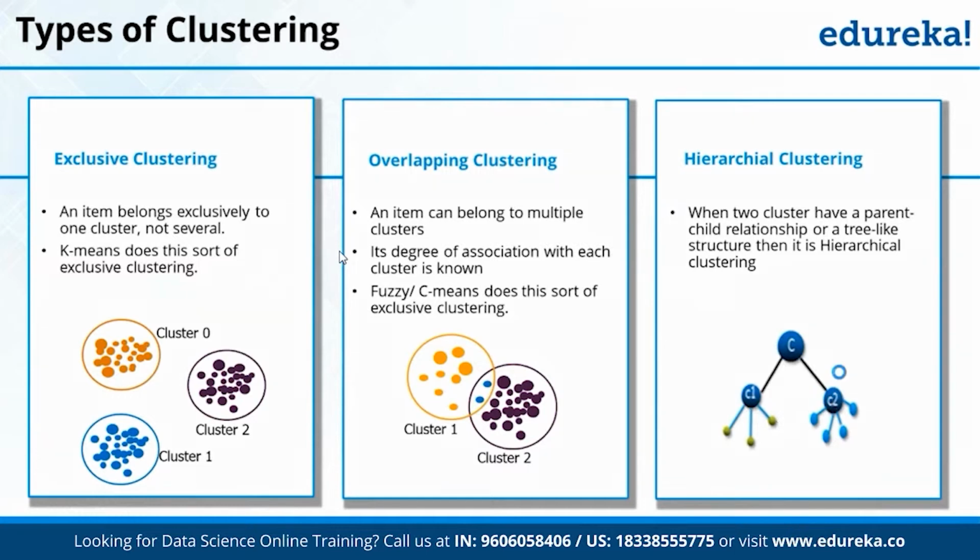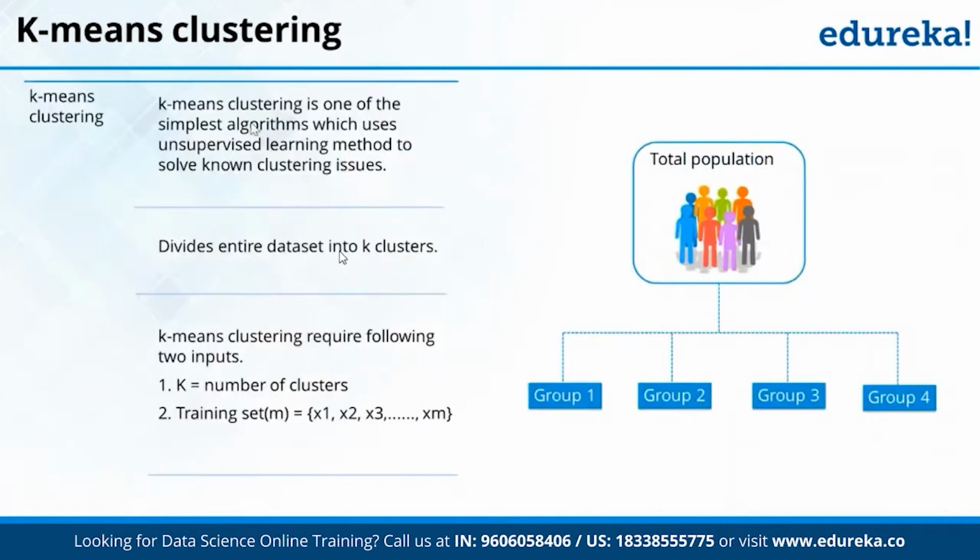Now let's talk about K-means clustering, how it actually works. K-means clustering is one of the simplest algorithms which uses an unsupervised learning method to solve known clustering issues. It divides the entire dataset into k clusters. K-means clustering requires the following two inputs: number of clusters and the training set. So basically I require a dataset and how many clusters you want. You can see I have this total population and then I have group 1, group 2, group 3, group 4. It actually divides that into the clusters.